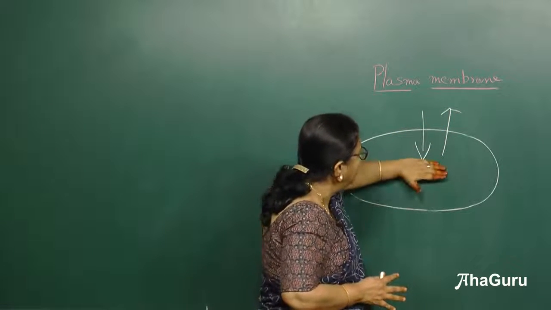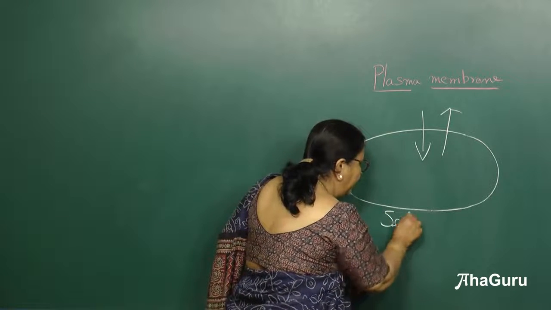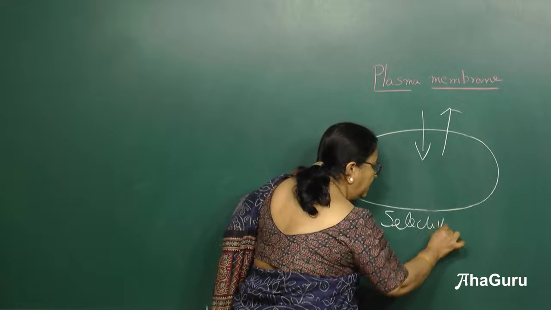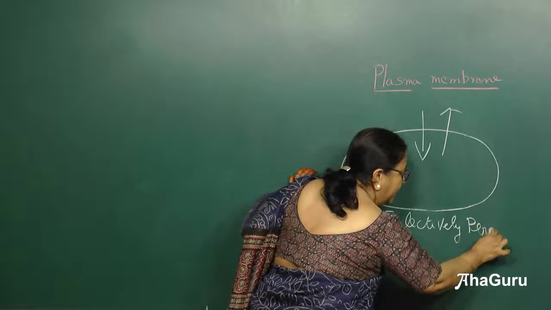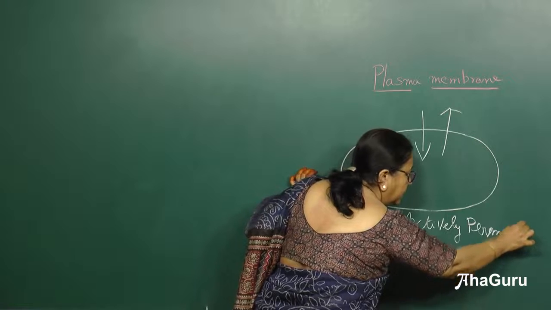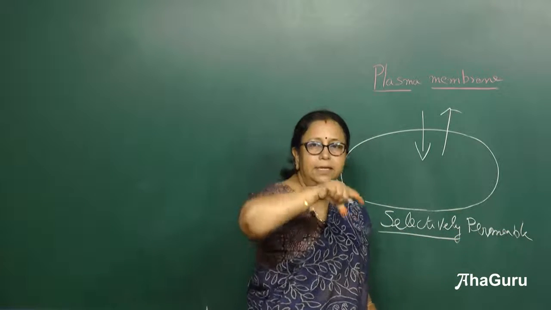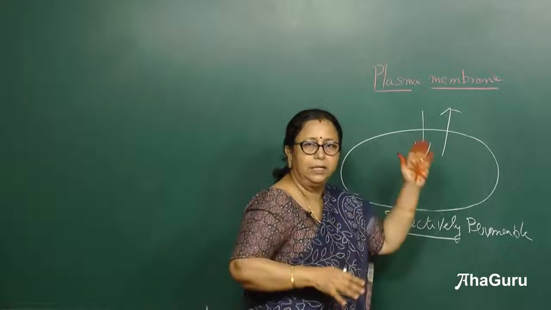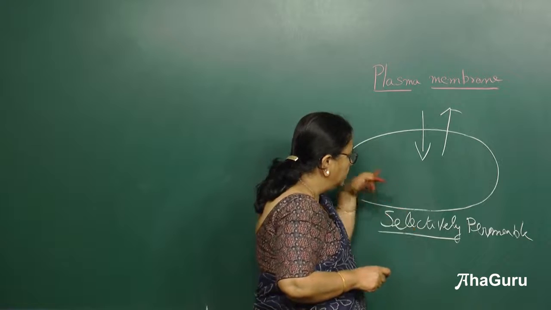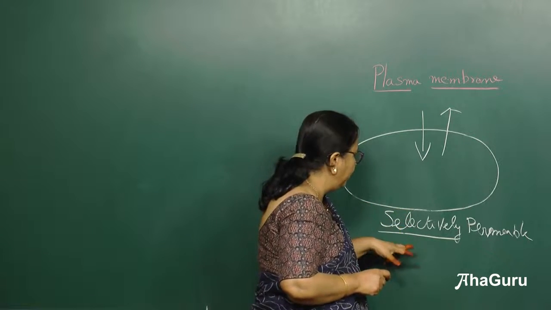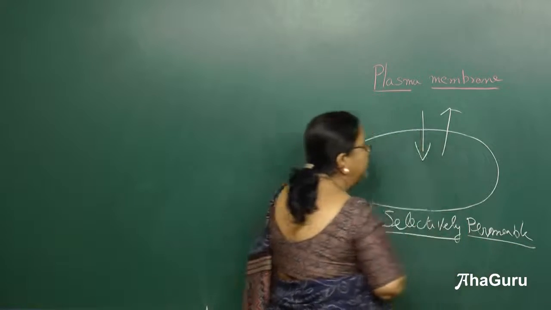That is why they use a term called selectively permeable. This part you should remember. When I say selectively permeable, what does it mean? It is selectively letting things inside the cell. It selects what can come in and what can go out. That is the reason why the plasma membrane or the cell membrane is called selectively permeable. Okay, so remember this term.